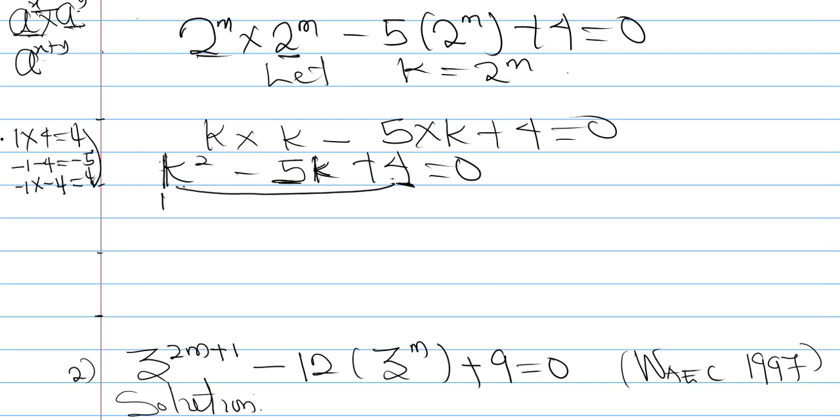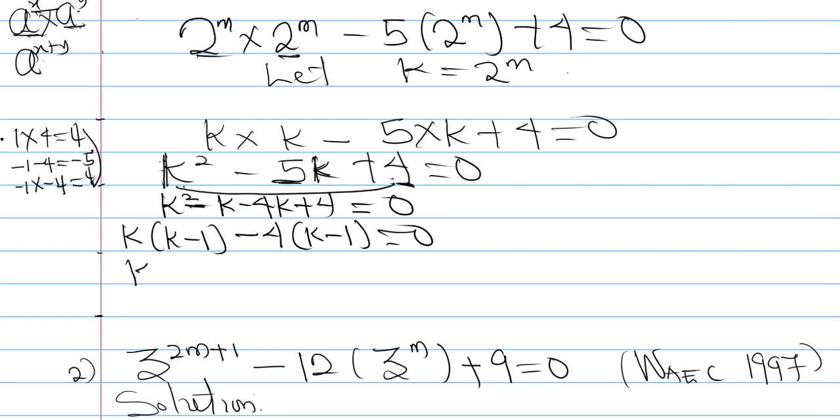Let me write k squared minus k minus 4k plus 4. Now we can have k into k minus 1 equal to 0, minus 4 into k minus 1 equal to 0. So k minus 4 into k minus 1 equal to 0. It means k is equal to 4, or k is equal to 1. So we are done with this.